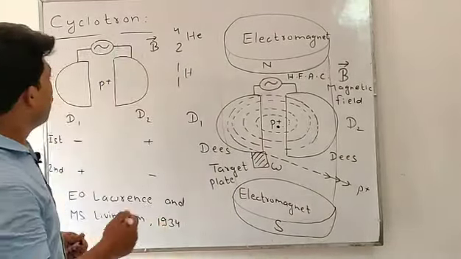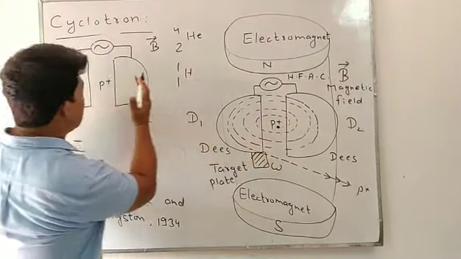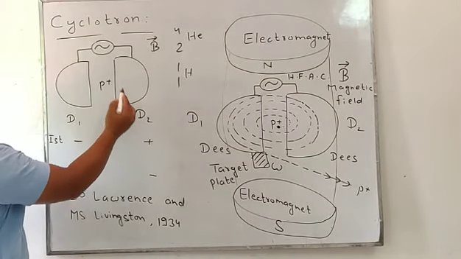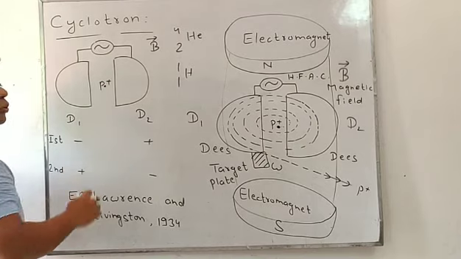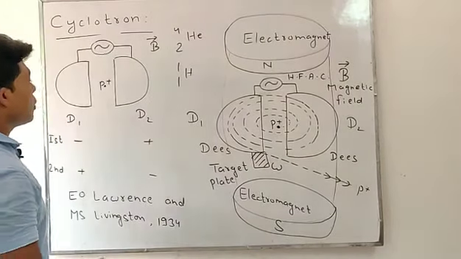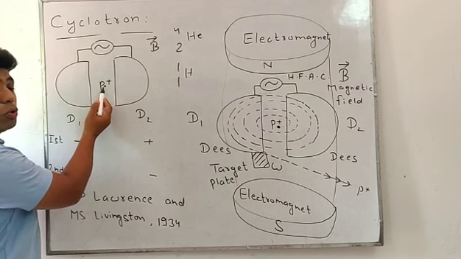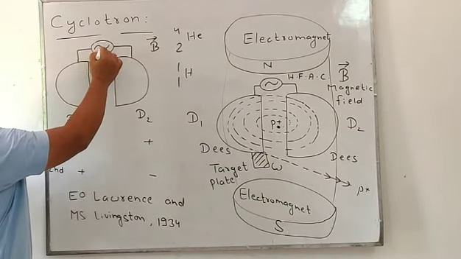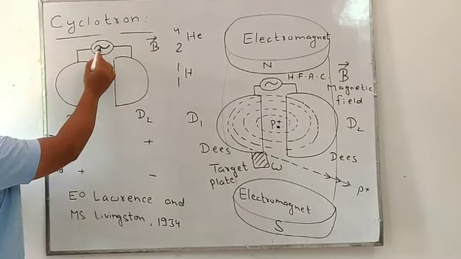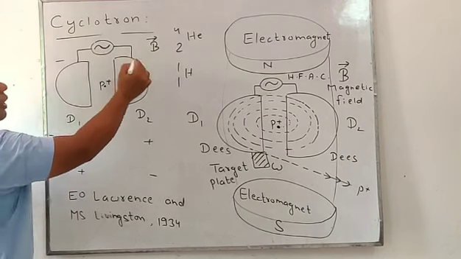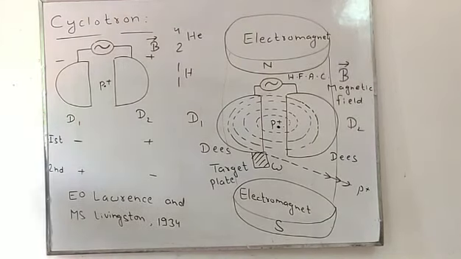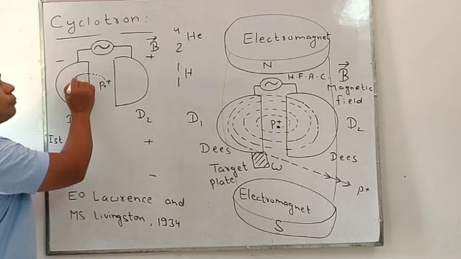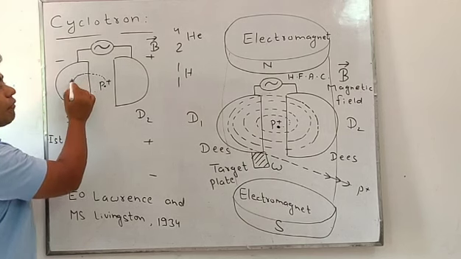Look at the working. I just made this diagram here. For simple explanation, this is the plate D1 and this is the plate D2, and this is the charged particle, a proton, which we have to accelerate from low to higher energy. As soon as we apply the AC source, in the first half cycle the AC source provides negative charge to D1 and positive charge to D2. We know a proton is a positively charged particle, so it will be attracted towards D1. In the first half cycle, it travels in D1.